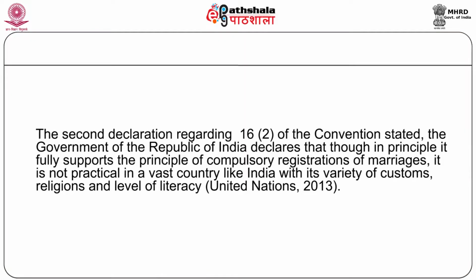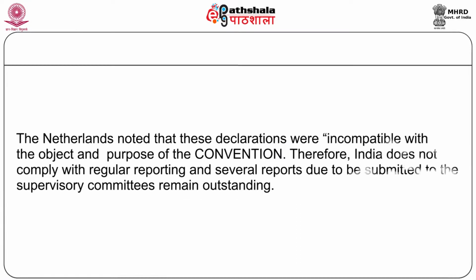The second declaration regarding 16(2) of the convention stated that the government of the Republic of India declares that though in principle it fully supports the principle of compulsory registration of marriages, it is not practical in a vast country like India, with its variety of customs, religions, and level of literacy. The Netherlands noted that these declarations were, quote, "incompatible with the object and purpose of the convention."